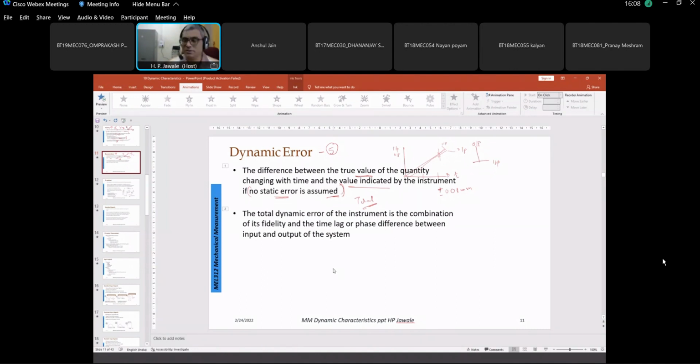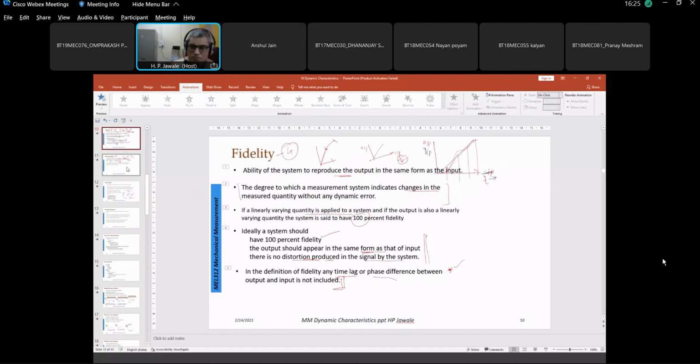So what we have seen in the last lecture is the different dynamic characteristics, out of which we have seen a few important ones, that is the response time, the delay. Okay, so this thing we have seen, and the fidelity also we have seen. What is the meaning of fidelity and how it is.